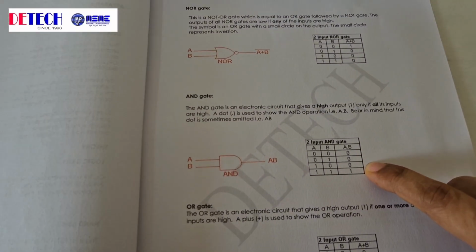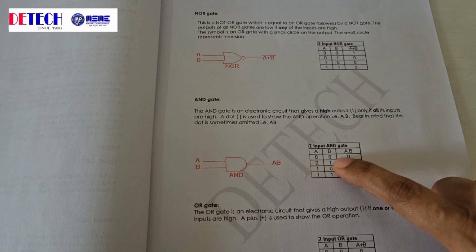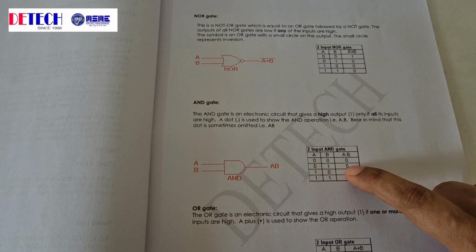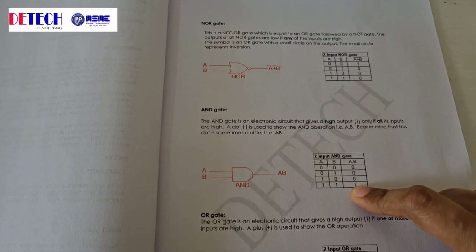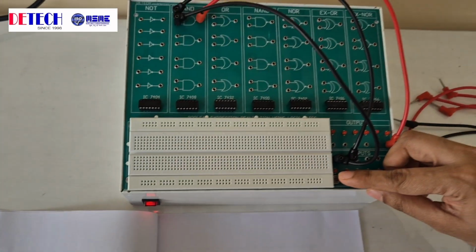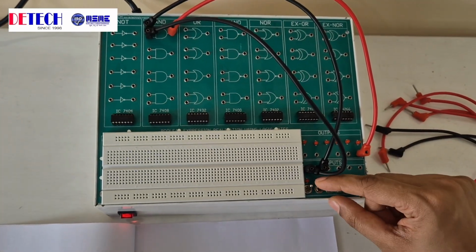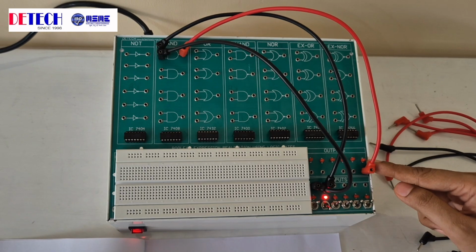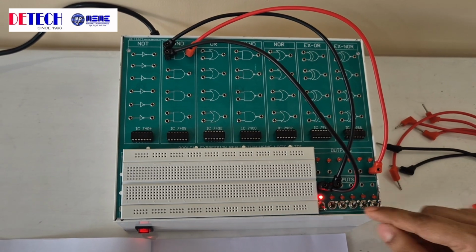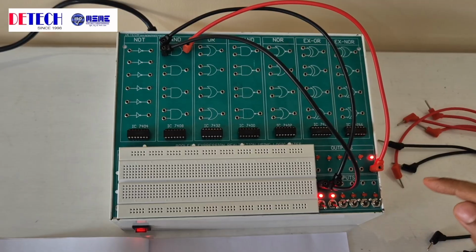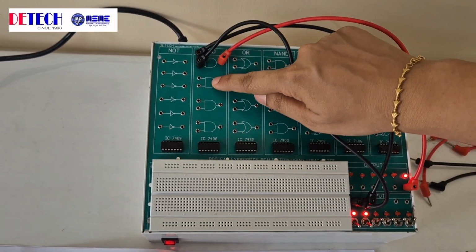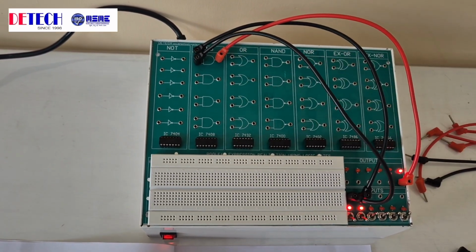As we see, the truth table for the AND gate shows for 0 0 input, output is 0, 0 1, output is 0, 1 0, output is 0. Only for 1 1 we get the output is 1. So for 0 0 the output is 0. For 0 1 the output still is 0. For 1 0 output is 0. For 1 1 we get the output is 1. We can verify for all the other AND gates as well.